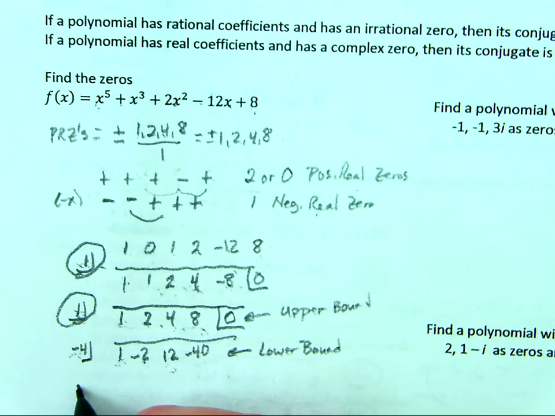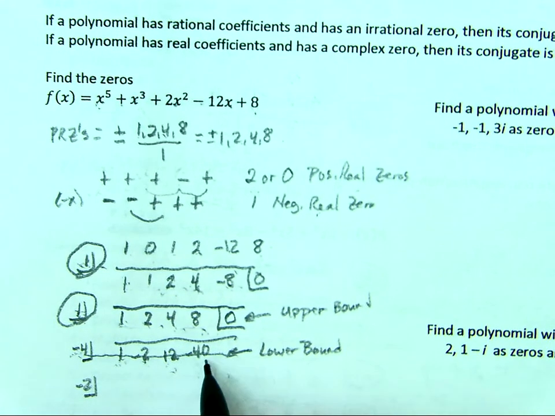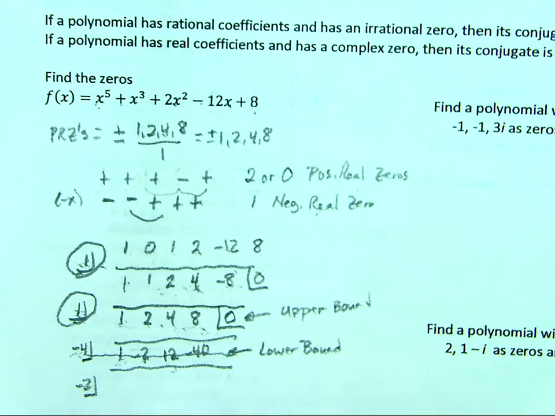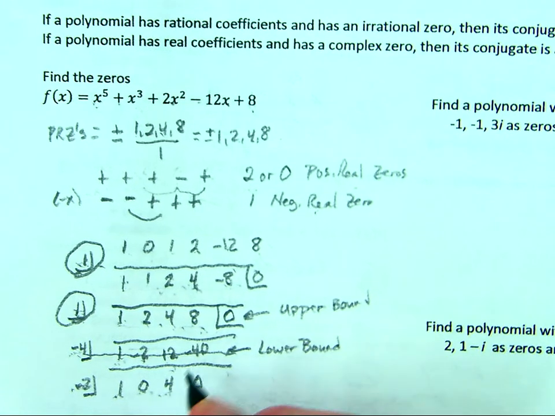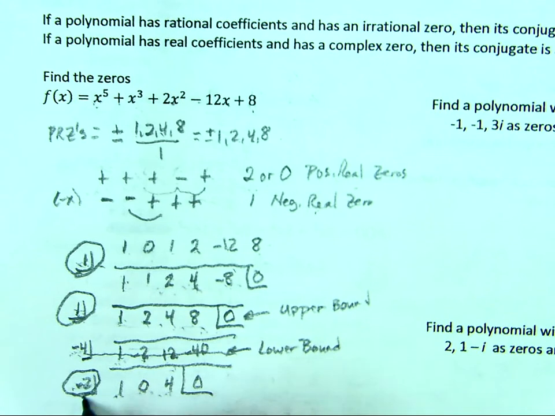Let's say we try negative 2. Now, it's a good idea to cross through the ones that didn't work, so I don't use that one. We always go back and use the last one that worked. So I cross that out to make sure I don't look at that one. So we bring down the 1. 1 times a negative 2 is a negative 2, plus 2 is 0. 0 times a negative 2 is 0, plus 4 is 4. 4 times a negative 2 is a negative 8, plus 8 is 0. So negative 2 worked. So there's 3.